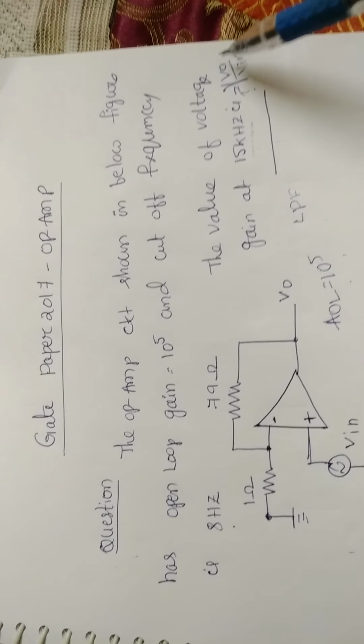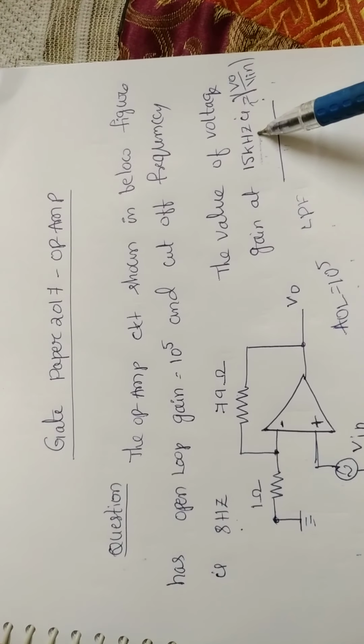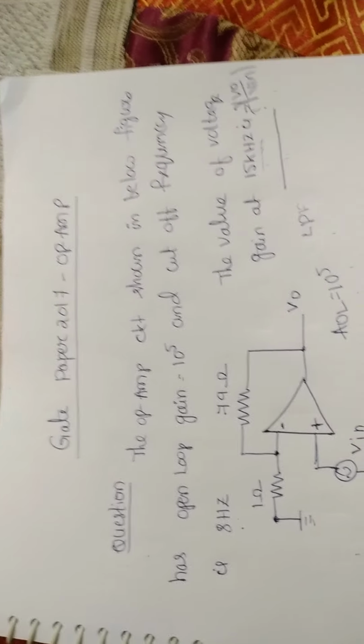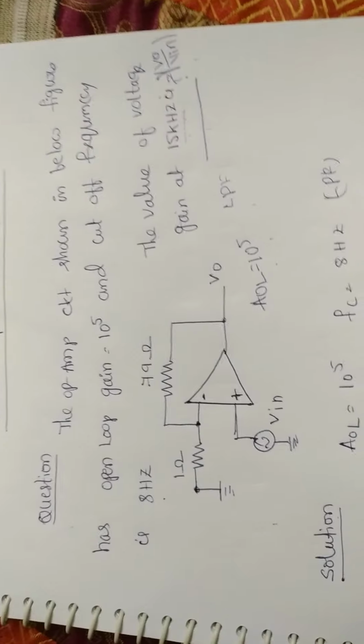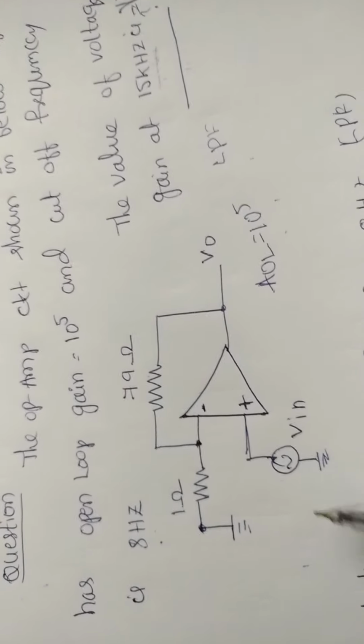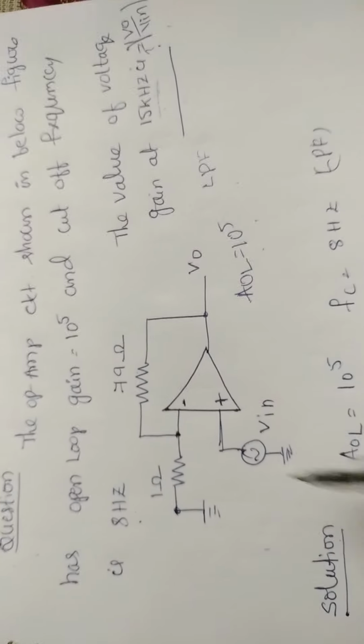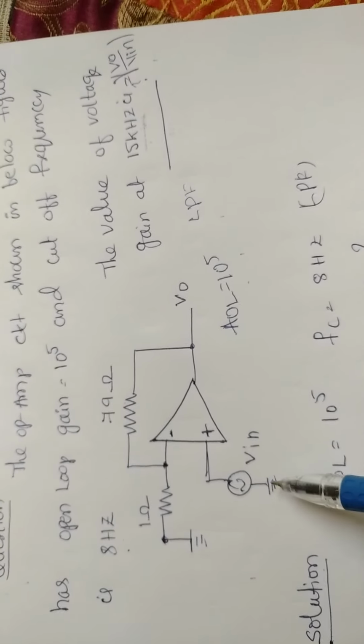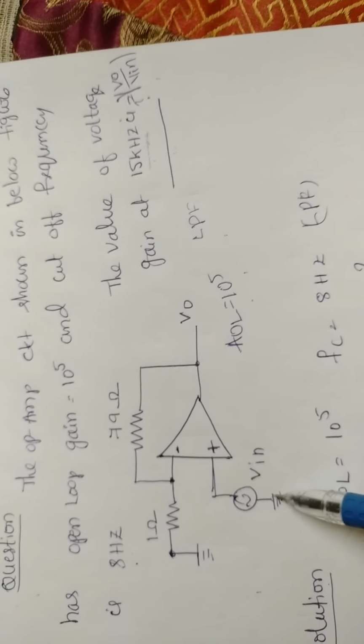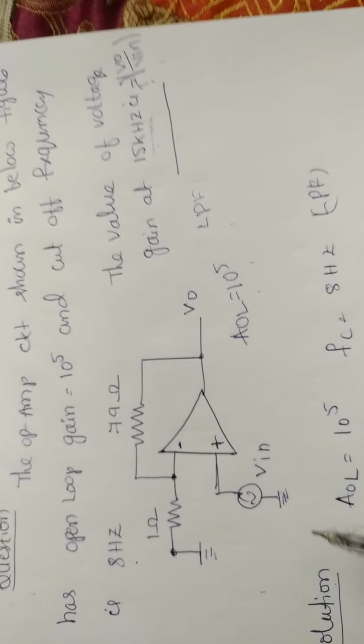So gain means output by input. At 15 kilohertz, what is the gain you have to find out from this circuit. So for a given circuit, is it an inverting amplifier or non-inverting amplifier? First you have to identify it. So the input signal you are applying across the non-inverting terminal. So this is a non-inverting circuit.